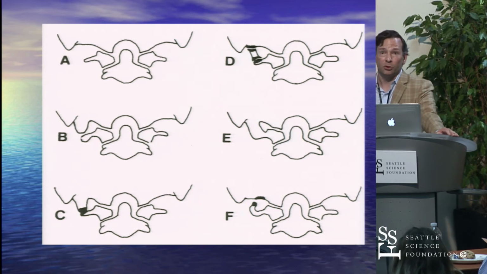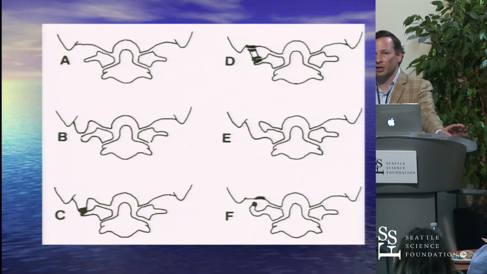So these can either arise from the lateral portion of C1 and grow up towards the paracondylar process. There can be a false articulation or joint here. You can also have processes that come down from the paracondylar region and fuse to the C1 vertebra.